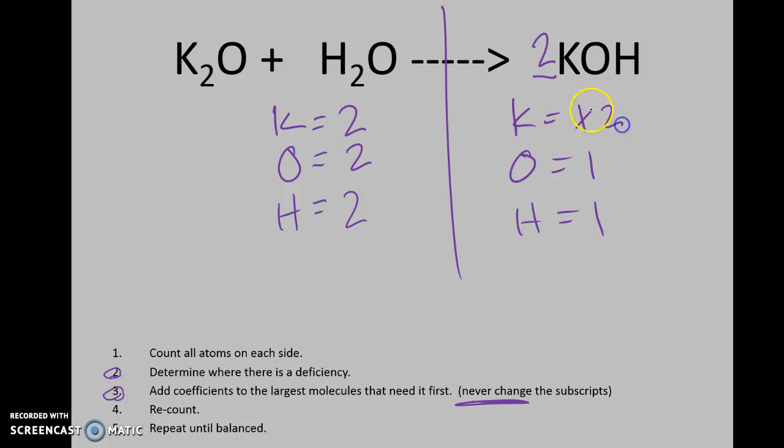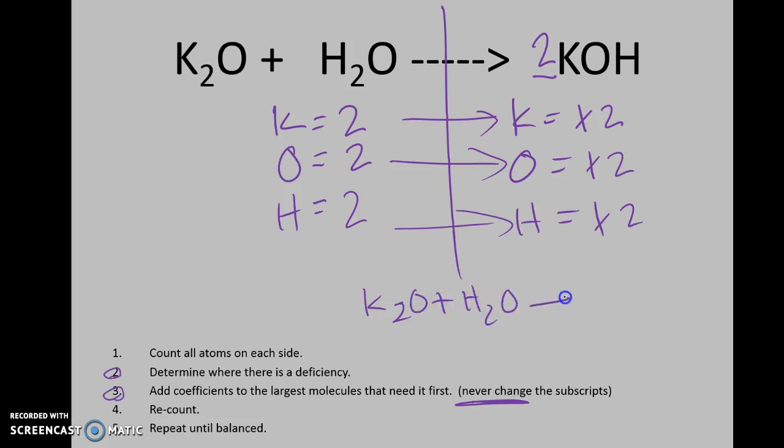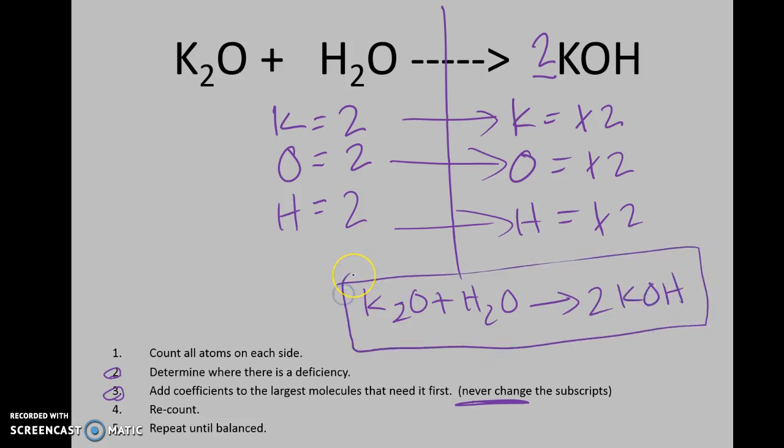2K, 2O, 2H. Once I do recounts, I repeat until balanced, balanced, balanced, and balanced. We are good. The new equation is K2O plus H2O reacts to form 2KOH. That is your balanced equation.